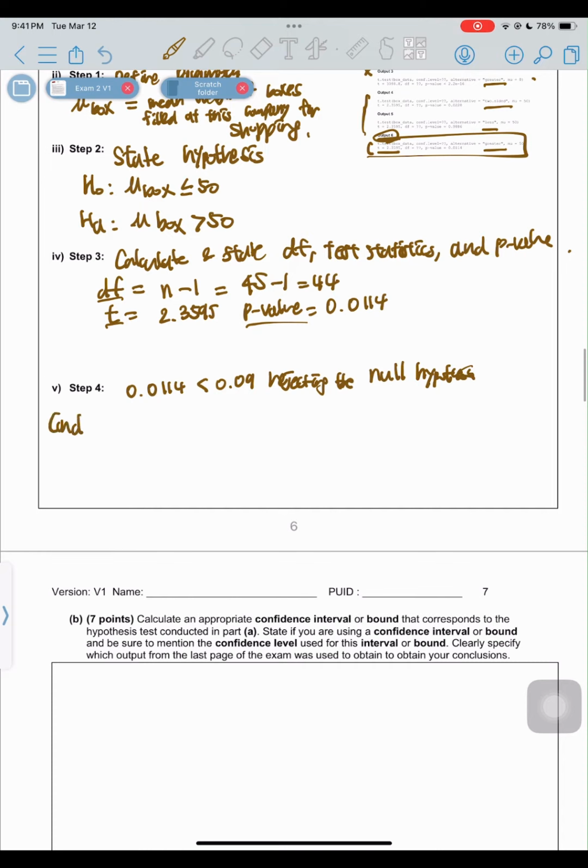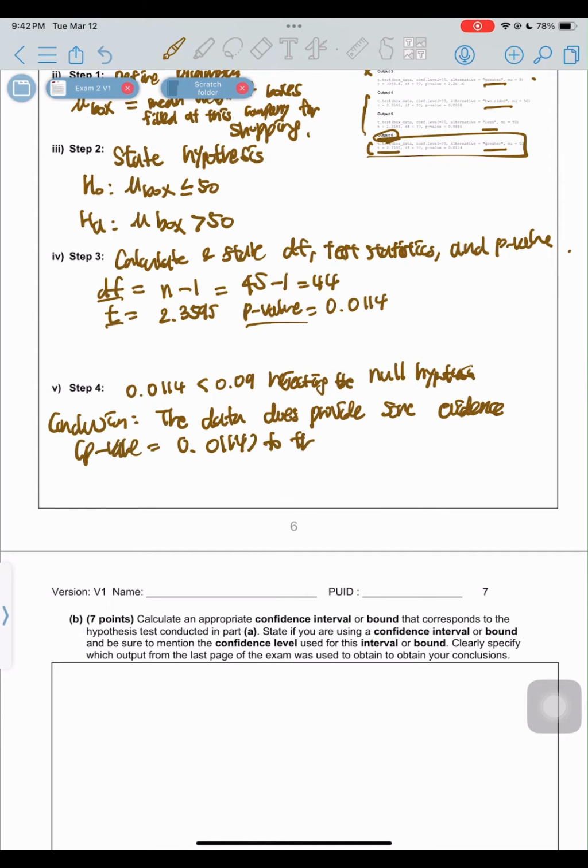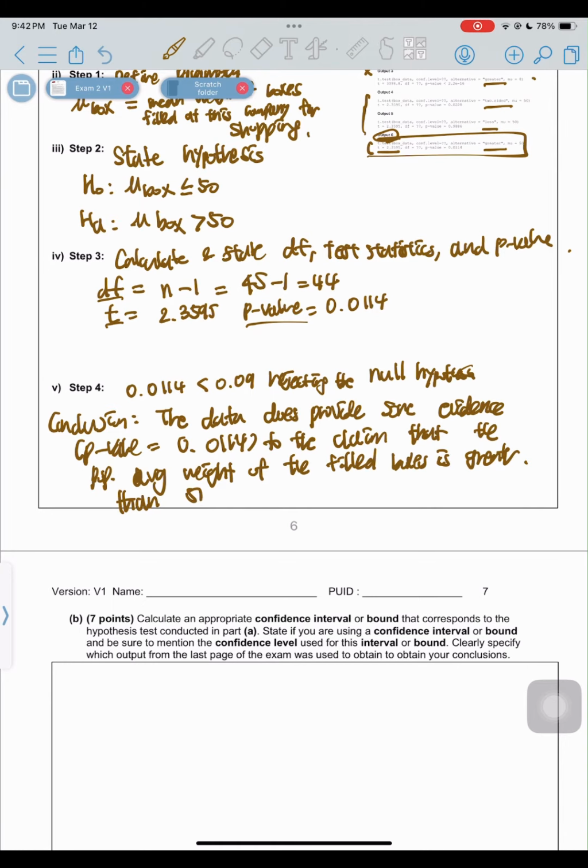So in conclusion, the data does provide some evidence, p-value 0.0114, to the claim that the population average weight of the filled boxes is greater than 50 pounds. So that's your conclusion.